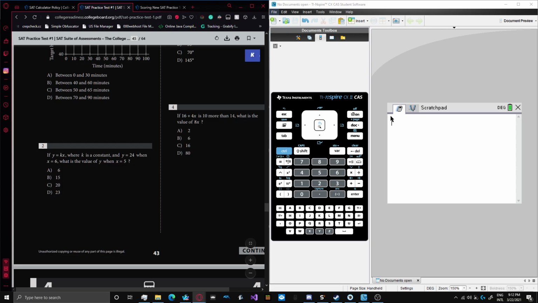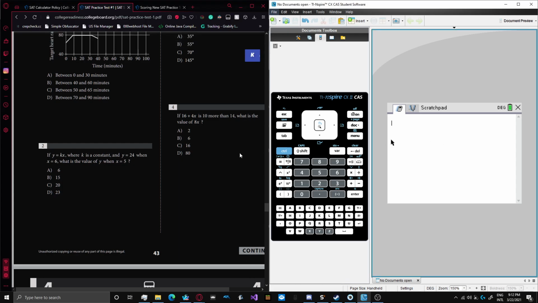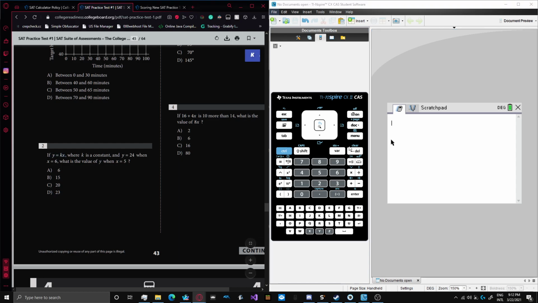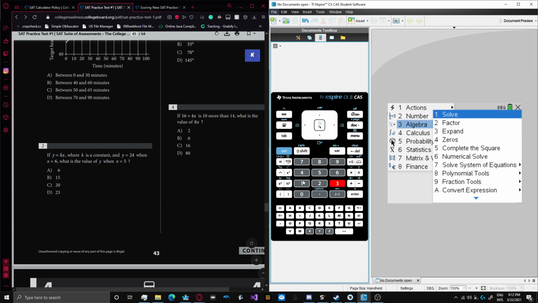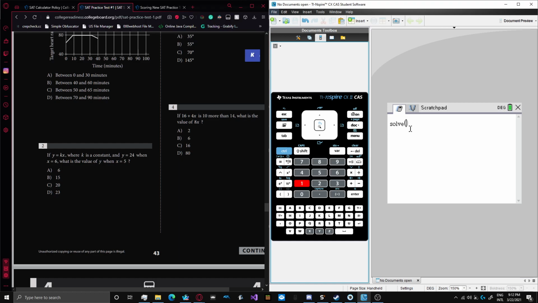So we know that y is 24. So right away, we can start creating our equation. And remember that our model is y equals kx. So menu 3, 1. We know that 24 is y, so we'll plug in 24 for y, and then we'll put our equal sign. We don't know what k is, so we'll keep k as k. Since k is a constant, we don't know what it is yet. We need to solve for it.